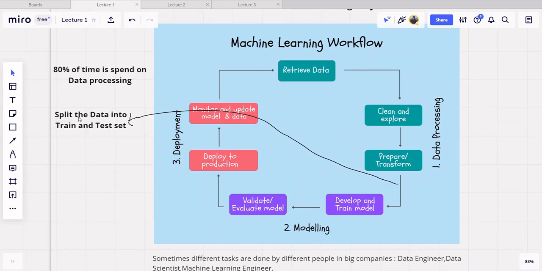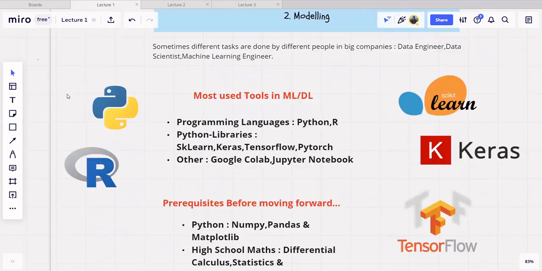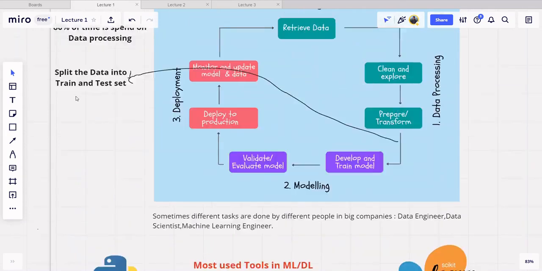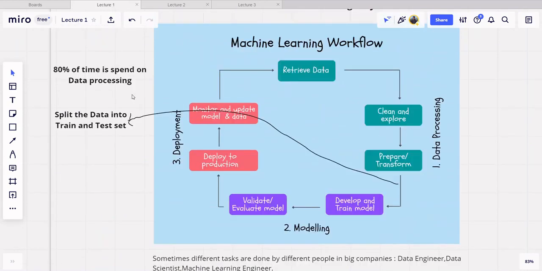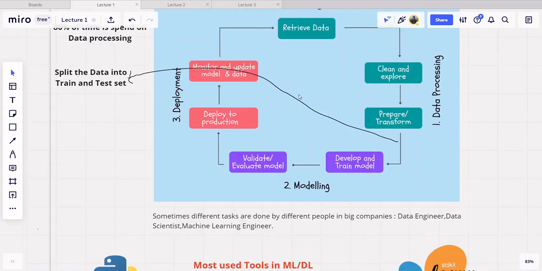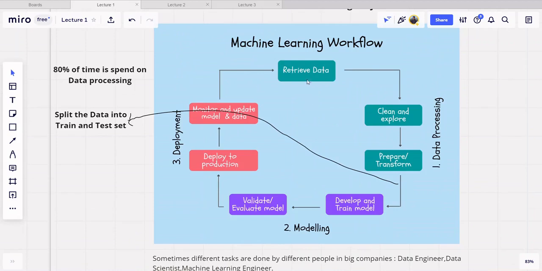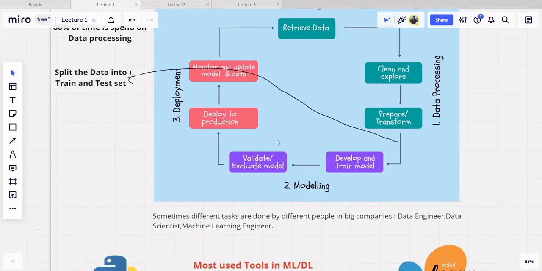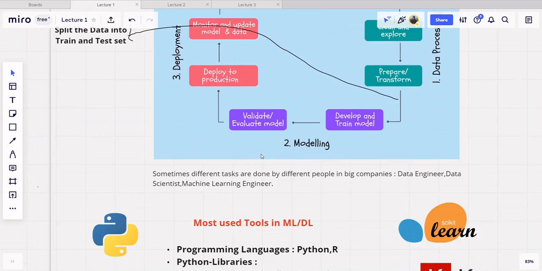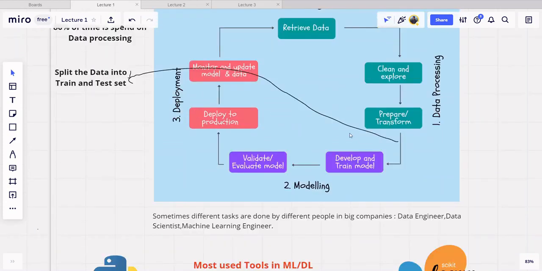Okay. Also, one thing I forgot to mention is that it is not necessary that one single person does all these things. In large companies, they have many different people for each particular use case. For data collection and data cleaning, we often have someone called a data engineer.